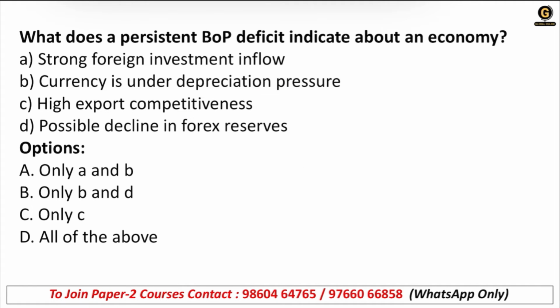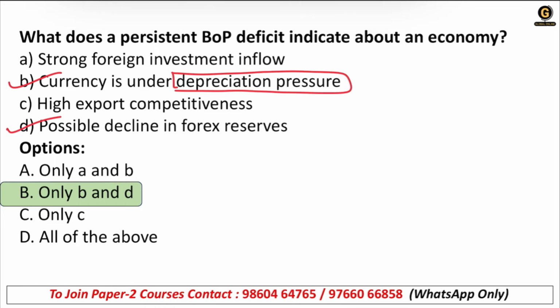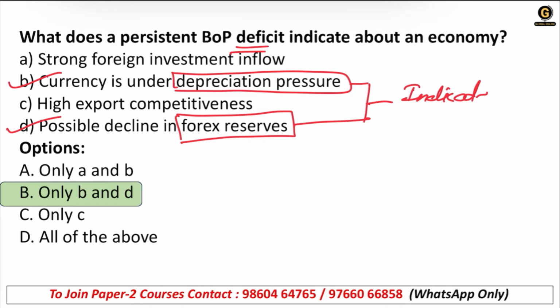Next, what does a persistent BOP deficit indicate about an economy? Strong foreign investment inflow, currency under depreciation pressure, high export competitiveness, possible decline in forex reserves. The right answer is B and D. When the currency is under depreciation pressure, that is one of the reasons indicating the deficit, and possible decline in forex reserves, right? These are very important things to indicate the deficit.